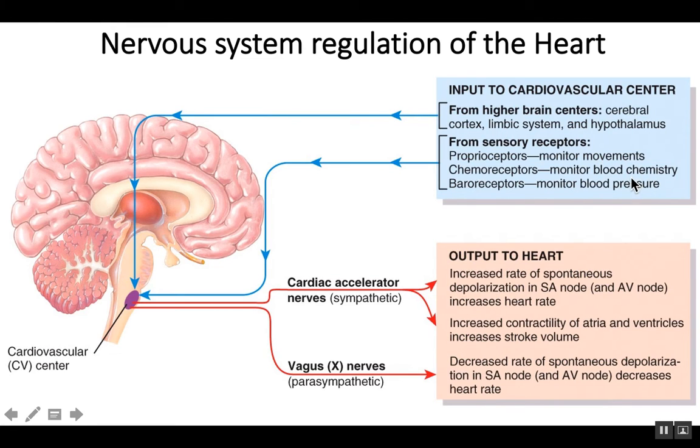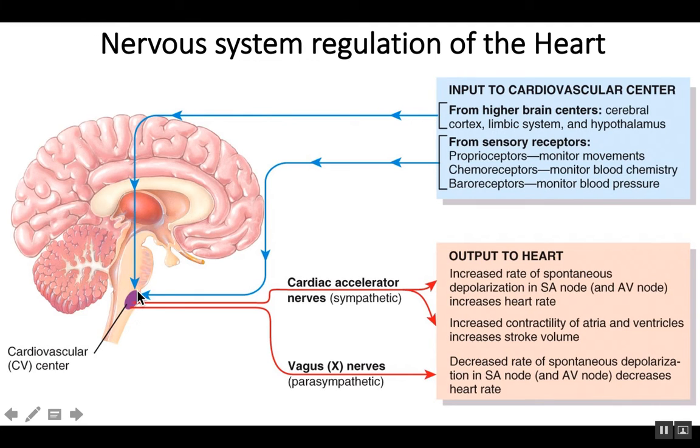Then blood pressure. Blood pressure is monitored. So if blood pressure goes too high, we can respond by maybe lowering cardiac output to bring that pressure down. One thing to note, location. Proprioceptors are in your joints and muscles because that's where your body is moving. Chemoreceptors and baroreceptors are located in your carotid arteries and your aorta. And that information all goes to your medulla oblongata.